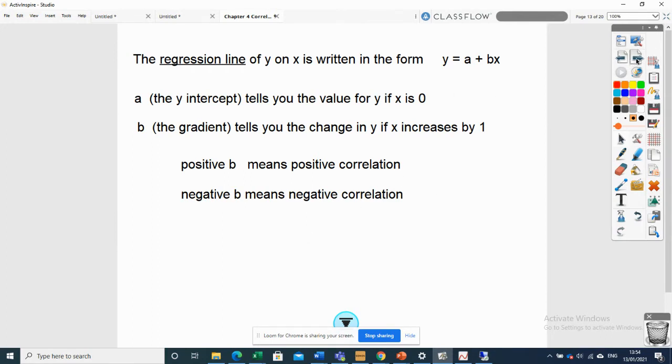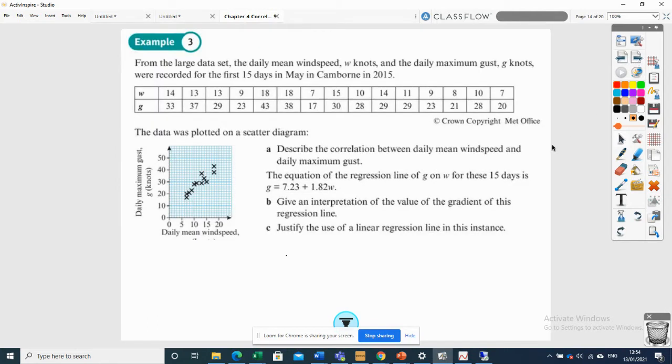Okay, so let's look at example 3 from the textbook. Okay, so in example 3, we've got some data. It's to do with the daily mean wind speed in knots and the daily maximum gust, also in knots. So W, wind speed, G, gusts. Okay, so this is the data taken from the large data set. Now we're not actually going to use that. They've plotted it for us on this little graph.